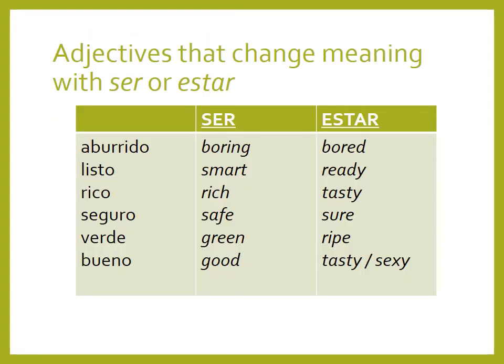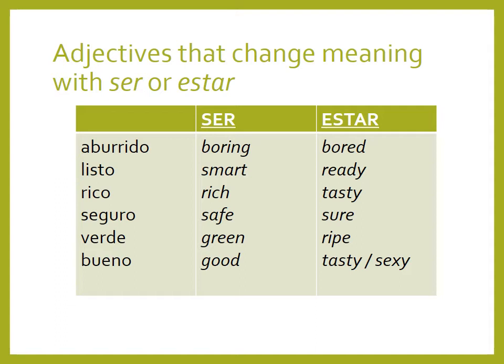Some adjectives change their meaning depending on whether or not they're paired with ser or with estar. Ser aburrido, to be boring. Estar aburrido, to be bored. Ser listo, to be smart. Está listo, to be ready. Ser rico, to be rich with money. Está rico, to be tasty or delicious.